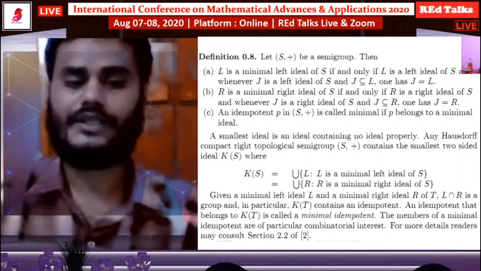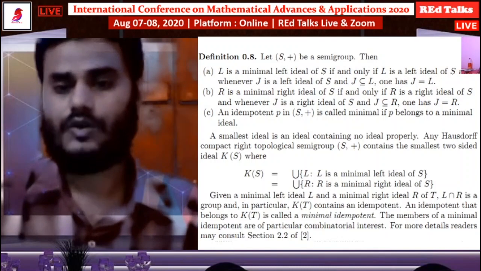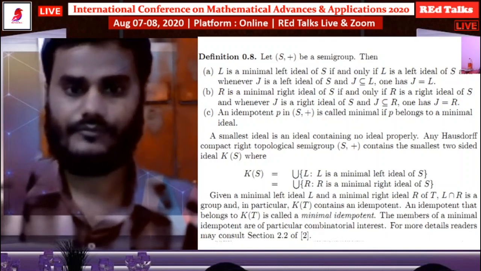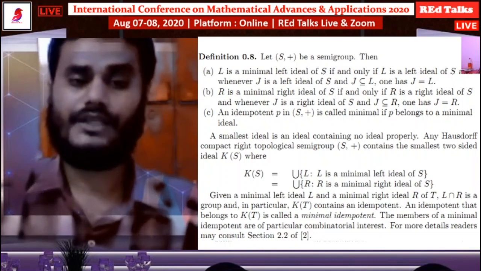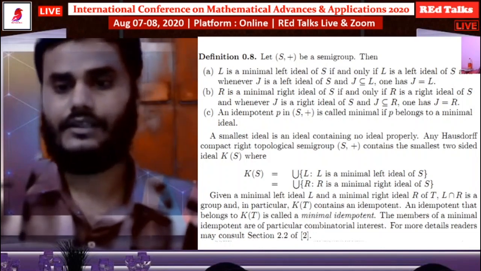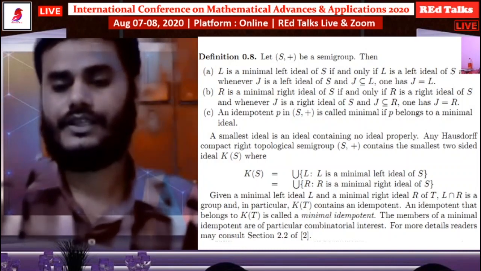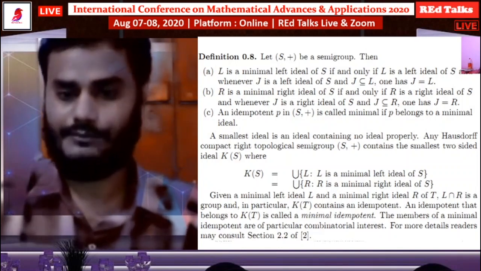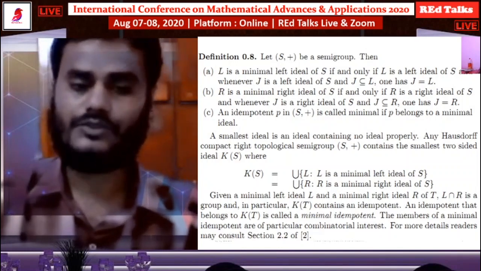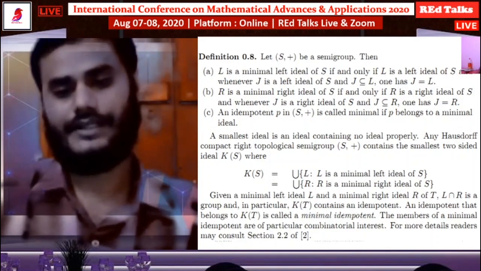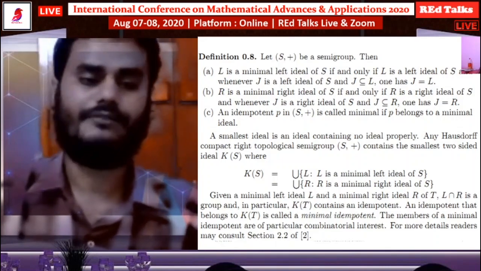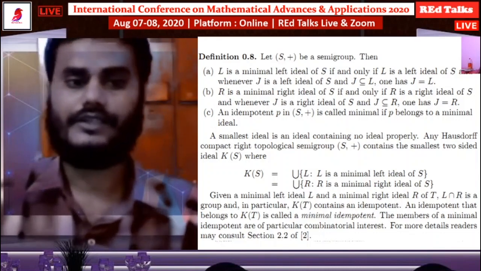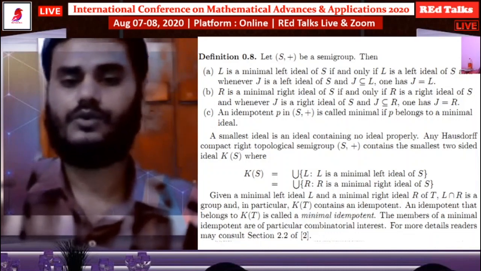Any Hausdorff compact right topological semigroup (S, +) contains the smallest two-sided ideal K(S). Given a minimal left ideal L and a minimal right ideal R, L ∩ R is a group. In particular, K(S) contains an idempotent. An idempotent that belongs to K(S) is called a minimal idempotent. The members of a minimal idempotent are of particular combinatorial interest. For more details, the reader may consult section 2.2 of [2].